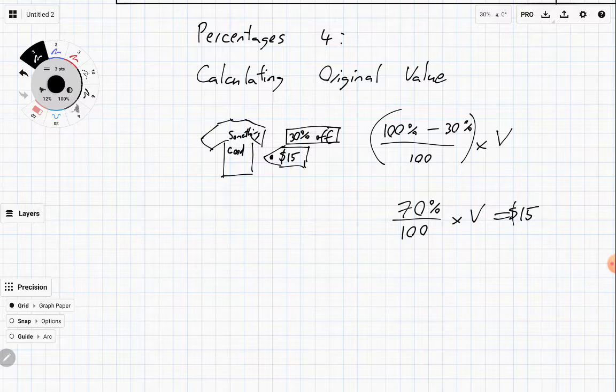Now, I know that algebra is not exactly everyone's most comfortable skill in the world. However, there's one thing that you got to be good at, which is that when you've got some situation like this, well, we just take the opposite of what we would do, right? This is times by a fraction. What's the opposite of times by a fraction? The answer is divide by that exact same fraction. So I can divide from both sides, 70 over 100.